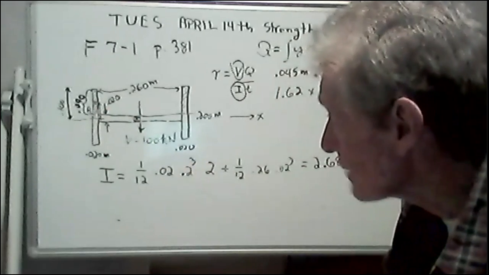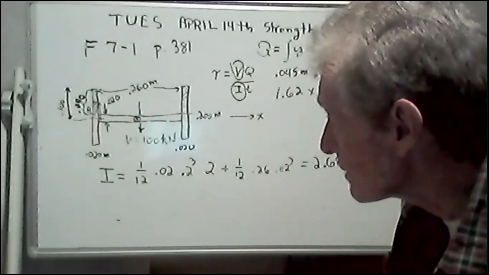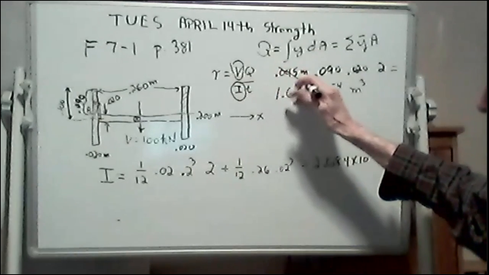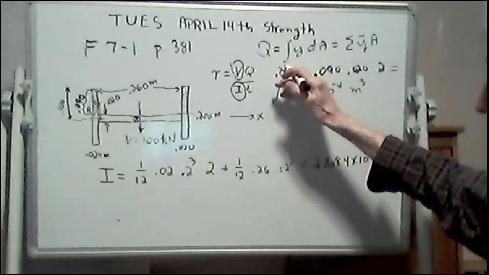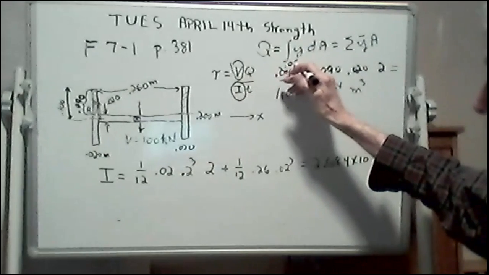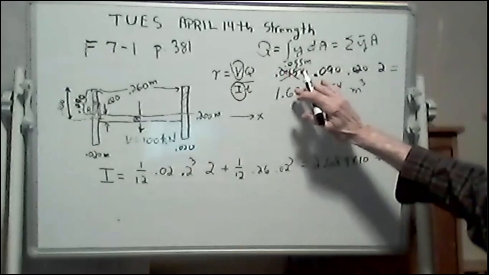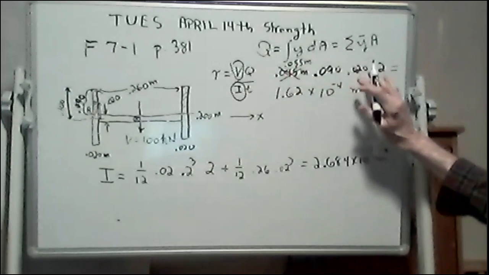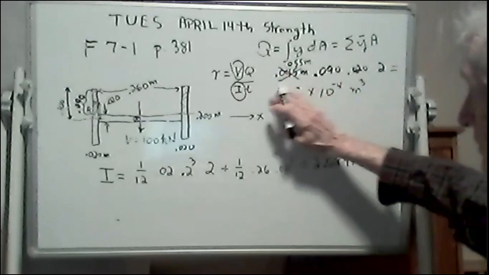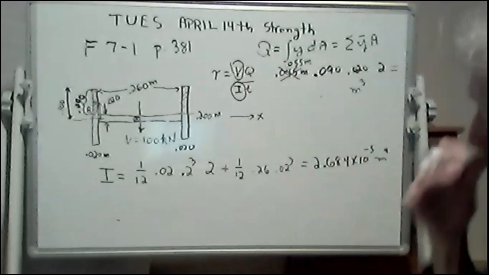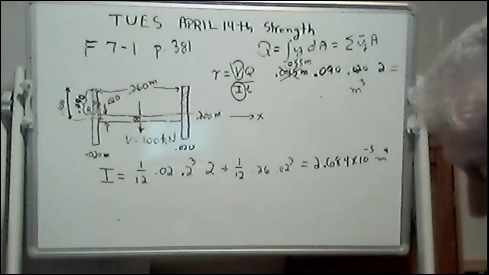And I think I have to add another 10 millimeters. So this was wrong. This should be 0.055 meters, but the rest of it's right. And you'll get a different answer. We're going to get the right answer now. All right, here we go. We're going to get the correct answer.